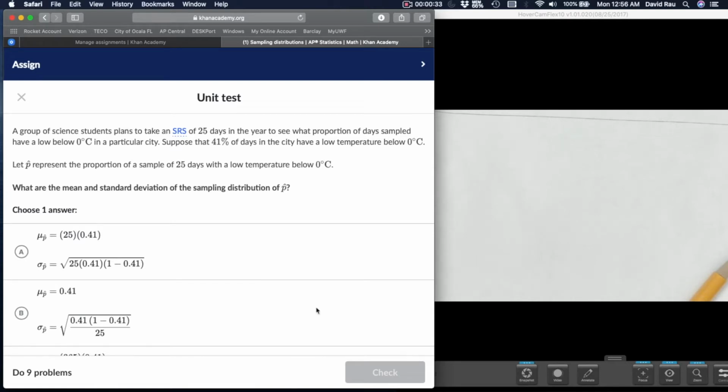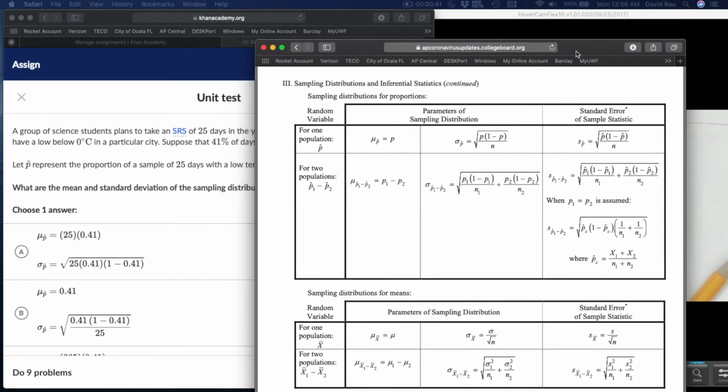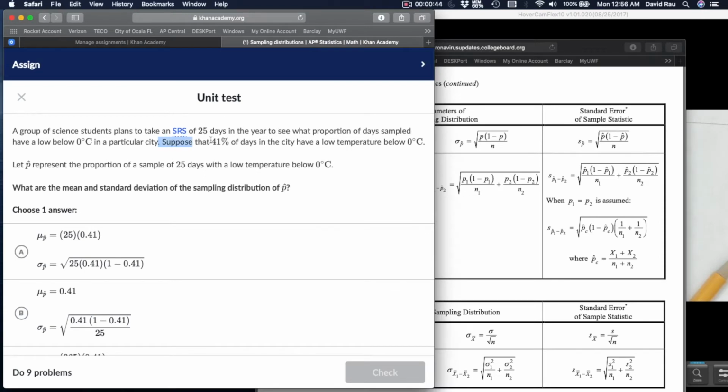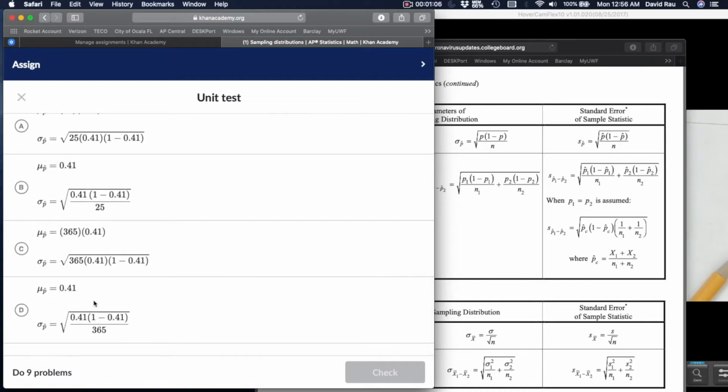Now really, this unit is super important because it leads into getting comfortable with all the formulas you end up using in hypothesis testing. So things to understand is when you read this, this is a proportion. That means p hat, our sampling distribution, is going to be based on a proportion. The proportion we use is based on the information they give us. So our mean sample proportion is just going to be 41% as a proportion, which is either B or D.